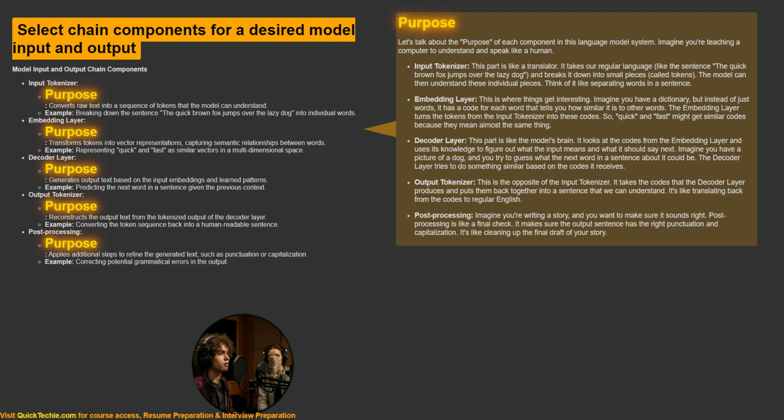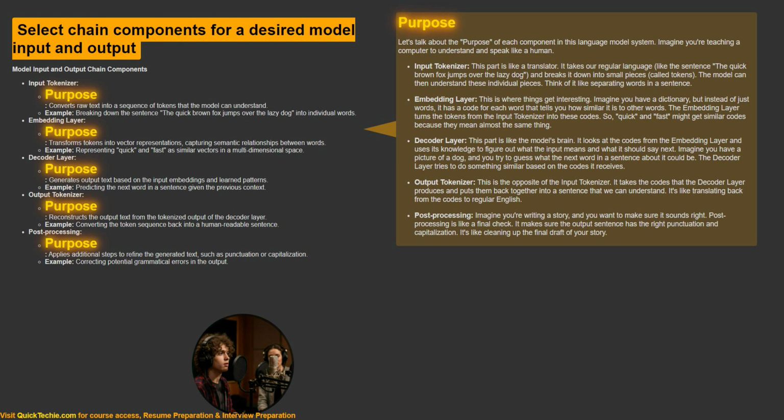Embedding layer. This is where things get interesting. Imagine you have a dictionary, but instead of just words, it has a code for each word that tells you how similar it is to other words. The embedding layer turns the tokens from the input tokenizer into these codes. So, quick and fast might get similar codes because they mean almost the same thing.